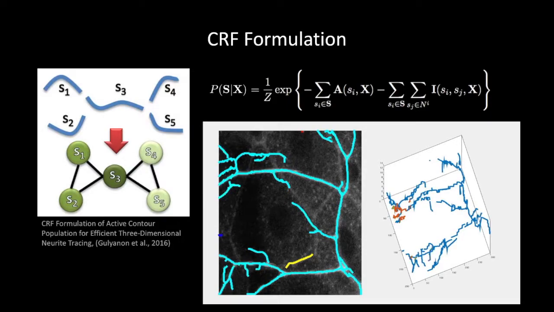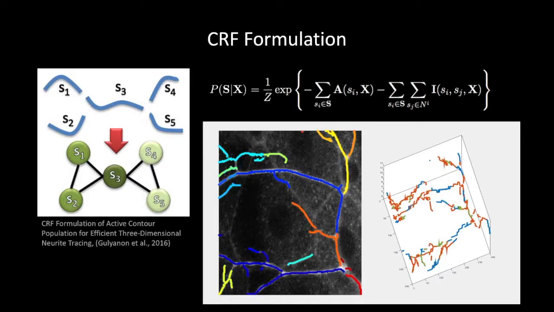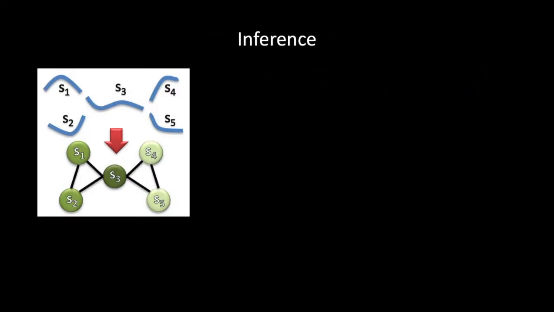The association potential A is the energy function of the active contour model measuring the likelihood of a snake being a neurite. Interaction potential I merges neighboring snakes based on four criteria. First, snakes must align towards each other. Second, they must be close to each other. Third, they merge only at endpoints, and last, they must have sufficient length. We pose the problem as a multi-class CRF model, where snakes are the sites.